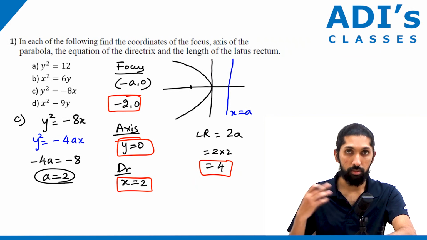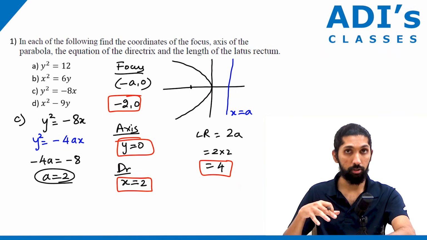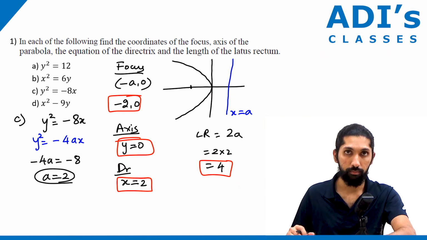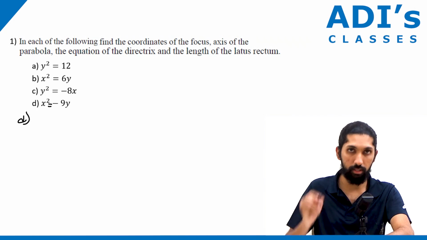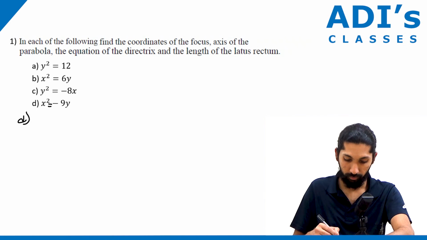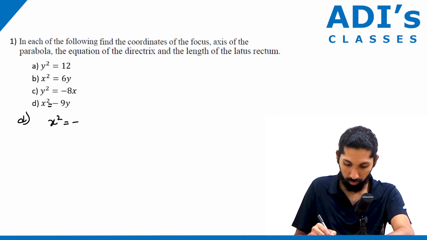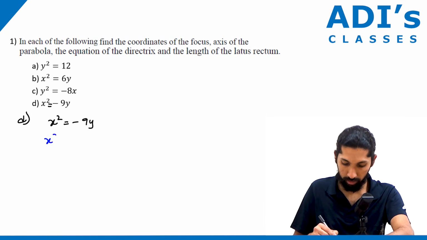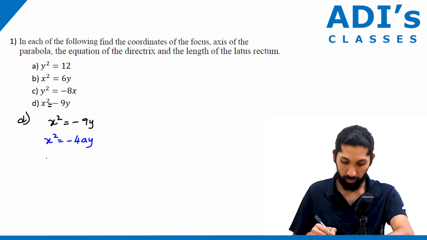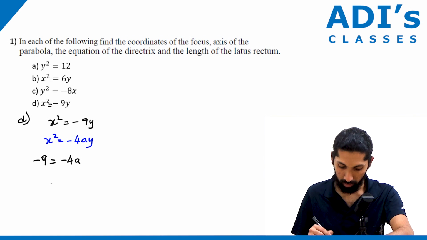Next one, let's do the last part of this particular question. The last type, we'll do this one now. This one is supposed to be x square is equal to minus 9y. Equate it. You get x square is equal to minus 4ay. Then you'll get minus 9 is equal to minus 4a. So a is equal to 9 by 4.